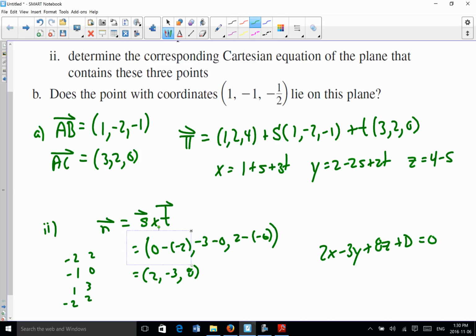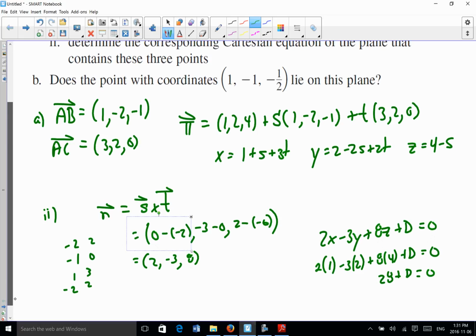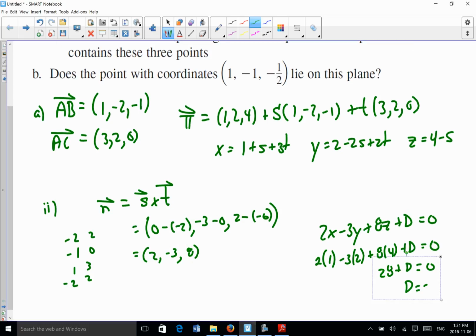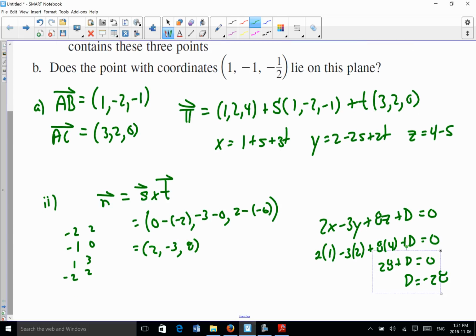To get d, we use a point. So we can use the point A that we were given, or B, or C, it doesn't make a difference. And 8 times z, b is 0. We get 28 plus d is 0. So d is -28. So our equation, Cartesian form, 2x minus 3y plus 8z minus 28 is 0.